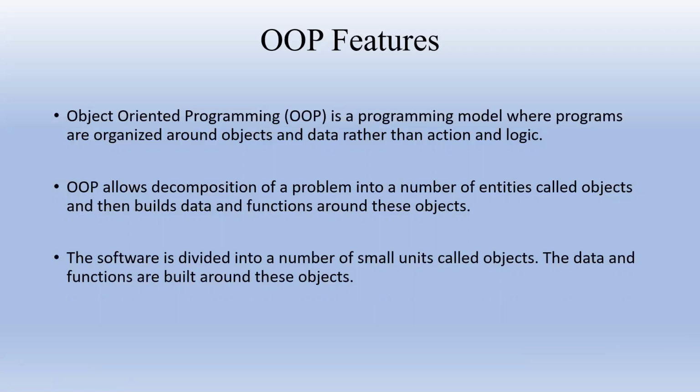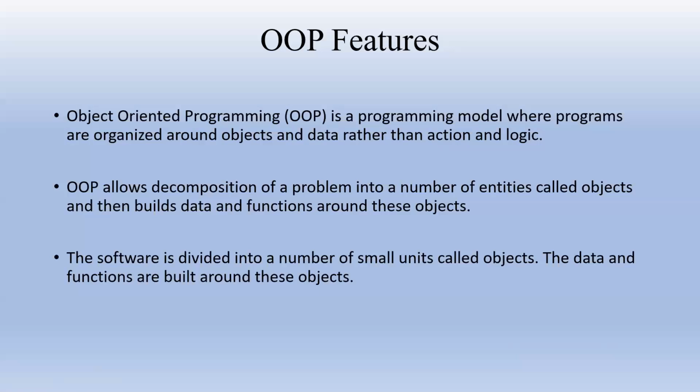The second feature is that object-oriented programming allows decomposition of a problem into a number of entities called objects and then builds data and functions around these objects. So what happens in case of the object-oriented programming model? Everything we code is basically inside a blueprint. That blueprint is known as a class, and everything inside a class is an object. If you talk about, suppose, an integer property or a string property, those are simple objects, and we are storing data inside these objects.